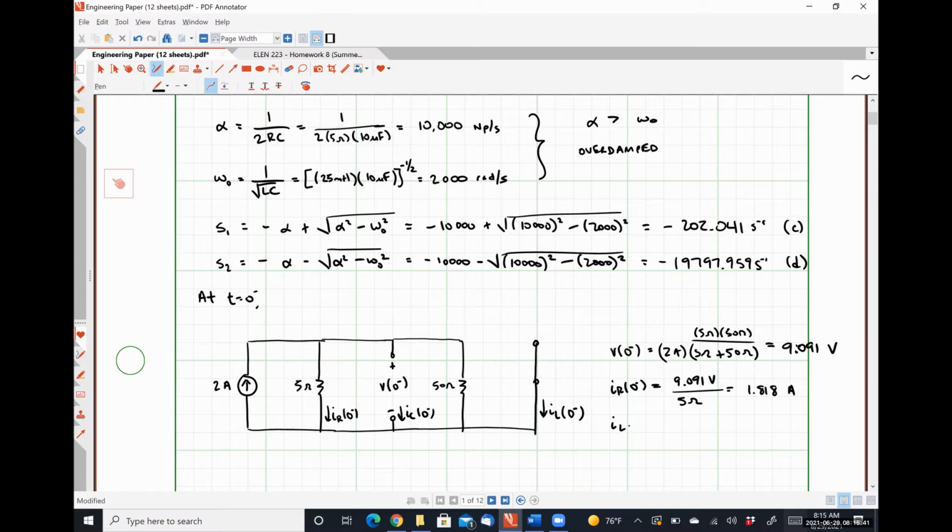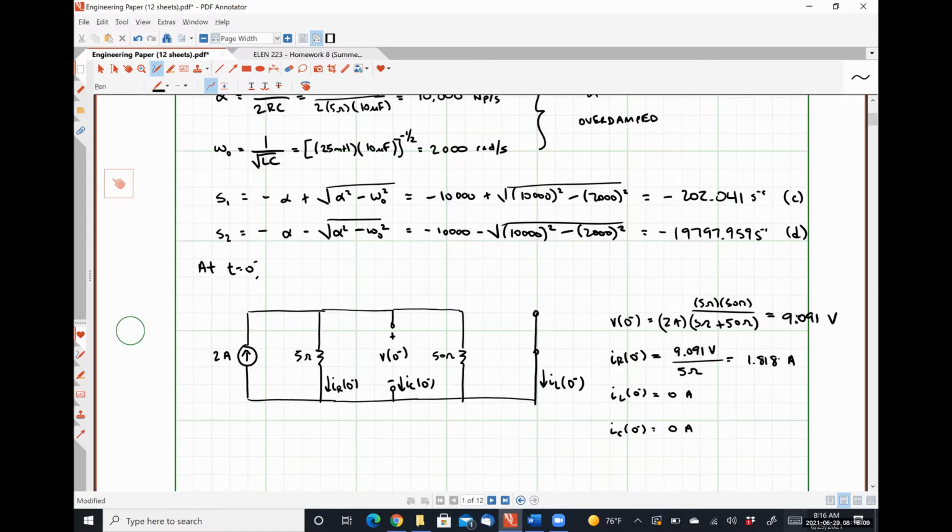IC, or let's do IL. So RL and then C. By inspection, the inductor current has to be 0. And then finally, we have IC at 0 minus. And by inspection, that guy has to be 0 as well, because no current can flow through either of those open circuit connections. So our analysis at t equals 0 minus is complete.